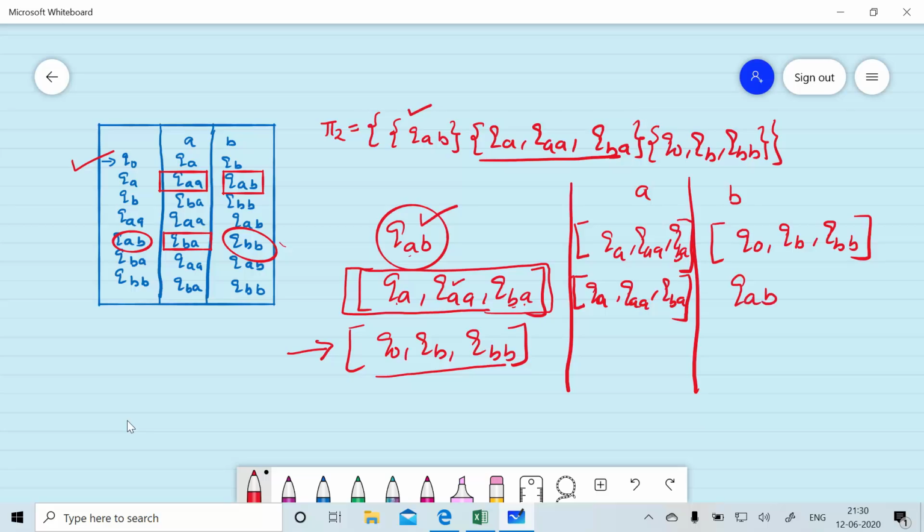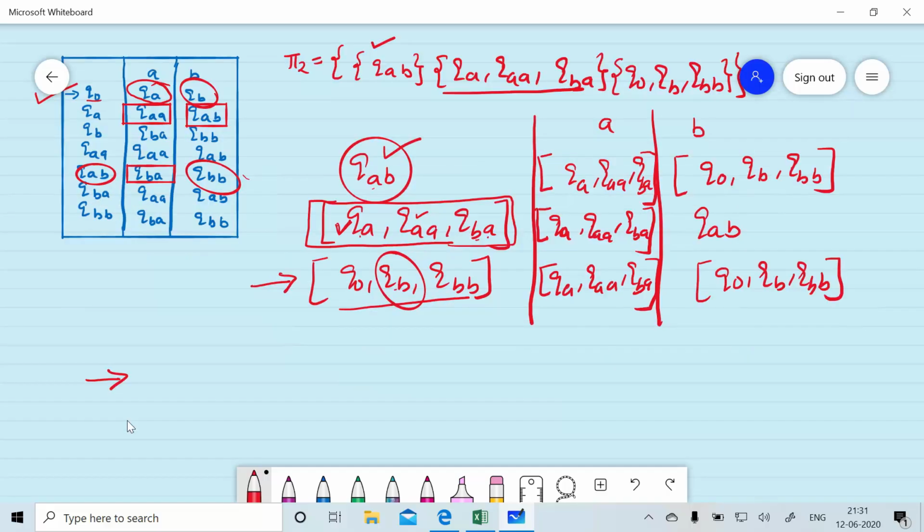Now we observe A on Q0, QB and QBB. On reading A on Q0, we move to QA, and QA is present in this set, so on reading A we move to the state QA, QAA, QBA. On reading B, we move to QB. QB is present over here, so we say Q0, QB, QBB. So this represents the transition table corresponding to the minimized DFA.